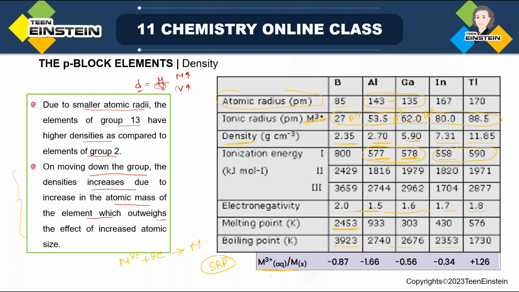The first 4 have a negative value, and the last one is positive. More negative means more reducing capacity. So if you get any problem which is asking to find the order of reduction potential values, then you can check it from this. Fine.